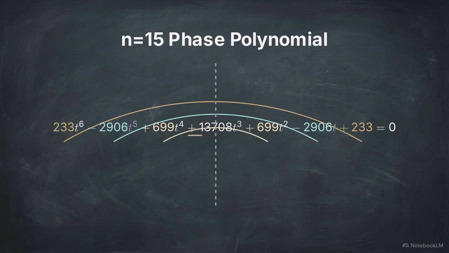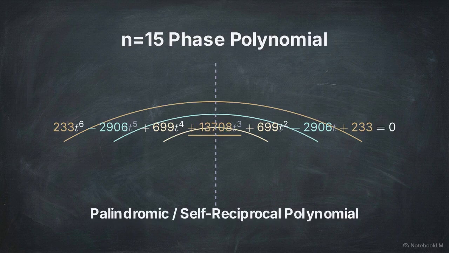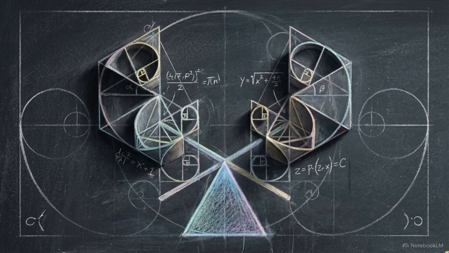The next pair also reflects, both sitting at positive 699. The sequence converges on a central axis, the solitary 13,708 attached to the t-cubed term. In algebra, a structure with this mirrored property is called a self-reciprocal, or palindromic polynomial.